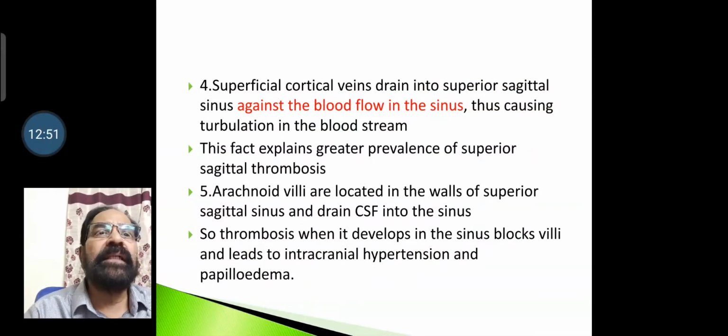Superior cortical veins drain into superior sagittal sinus against the blood flow in the sinus, thus causing turbulence in the bloodstream. This fact explains greater prevalence of superior sagittal sinus thrombosis. Arachnoid villi are located in the walls of superior sagittal sinus and they drain CSF into the sinus. So, thrombosis, when it develops in the superior sagittal sinus, blocks villi and leads to intracranial hypertension and papilloedema.